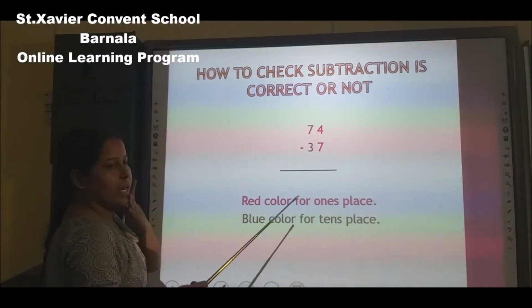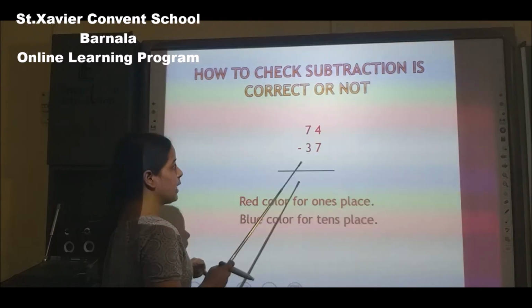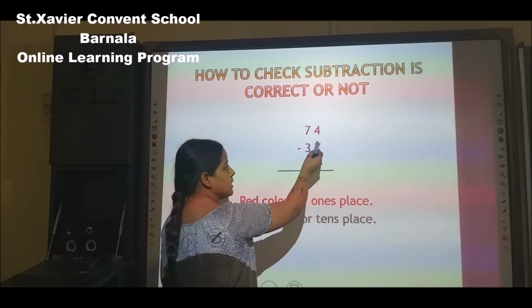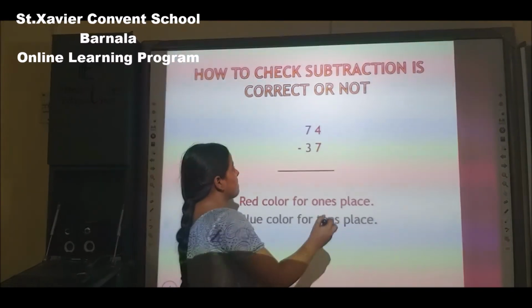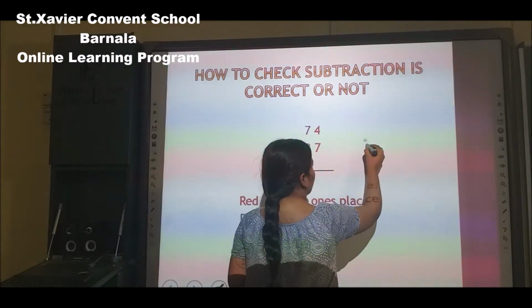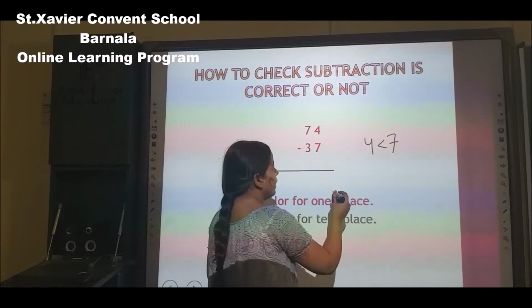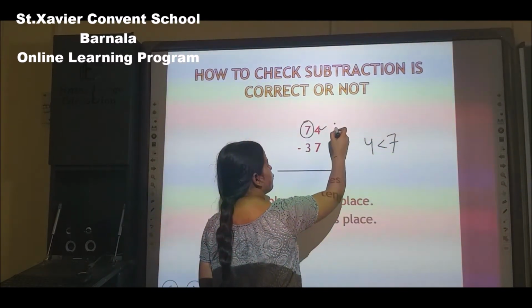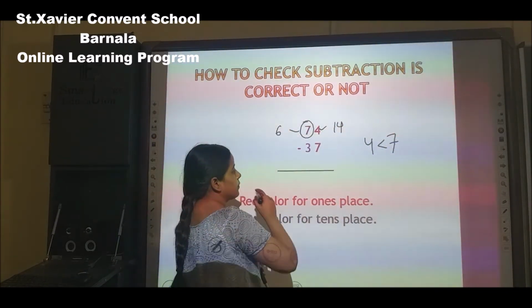How to check whether subtraction is correct or not? We take the example where we have 74 and 37, 37 subtracted from 74. As we know, 4 is smaller than 7, so we take the borrow from 7. It becomes 14 and the 7 becomes 6.